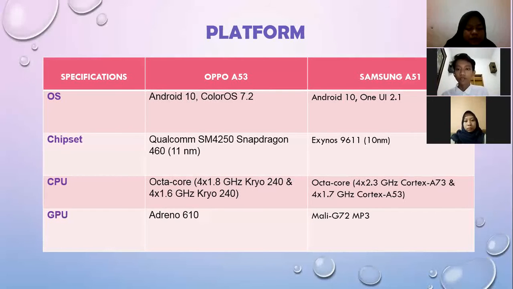Number 4, GPU. Oppo is Adreno 610 and Samsung is Mali-G72 MP3. For GPU, Adreno is better in processing while Mali is better in rendering capabilities.